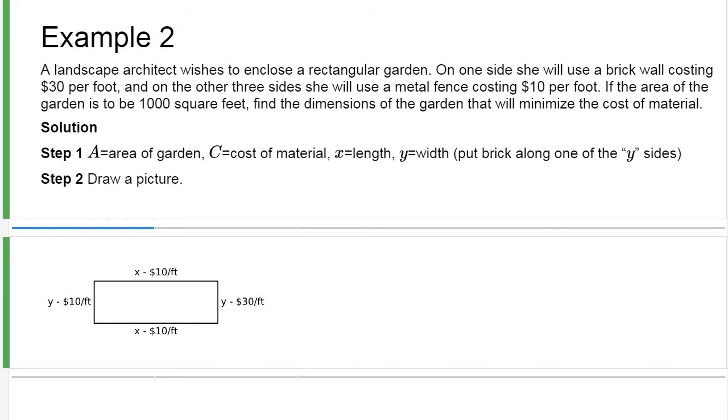So I have several different variables. A, the area of the garden. C, the cost for the wall and the fence. And then the dimensions I'll call x, y. I'm going to just choose to put the brick along one of the y sides. So here's my picture. I have a rectangle. Three sides are $10 per foot. One side is $30 per foot.